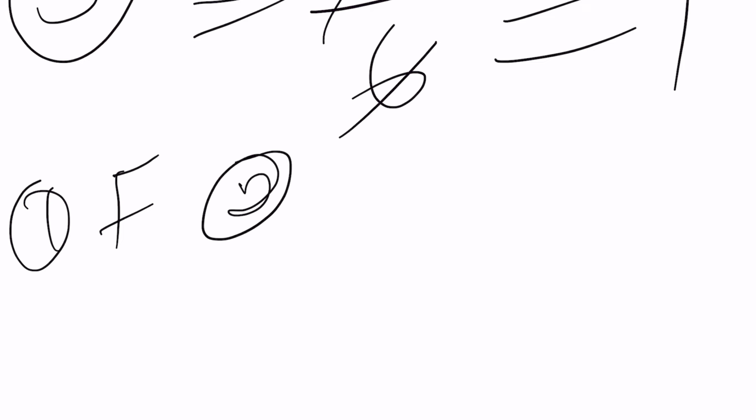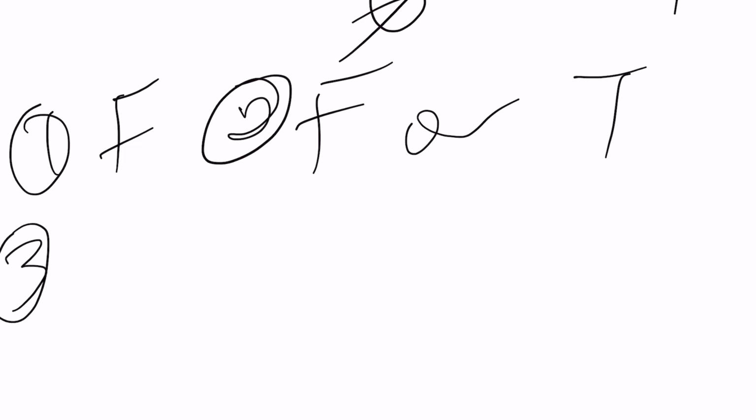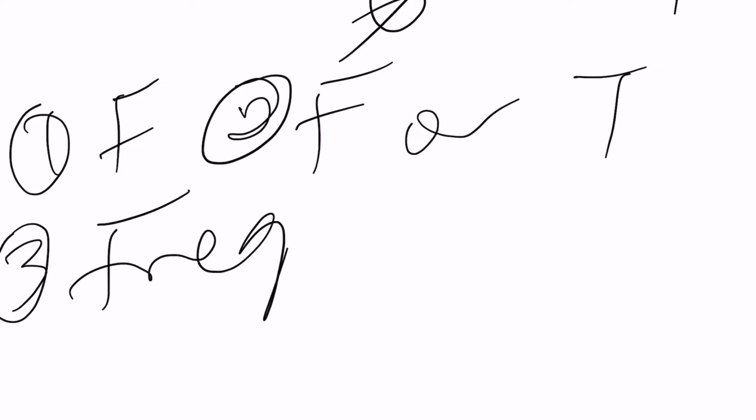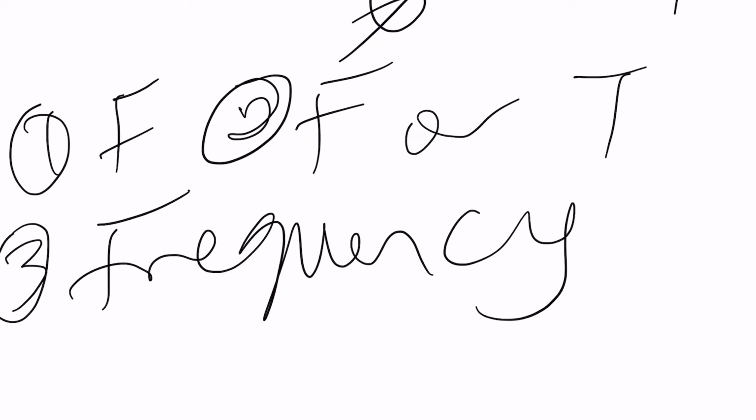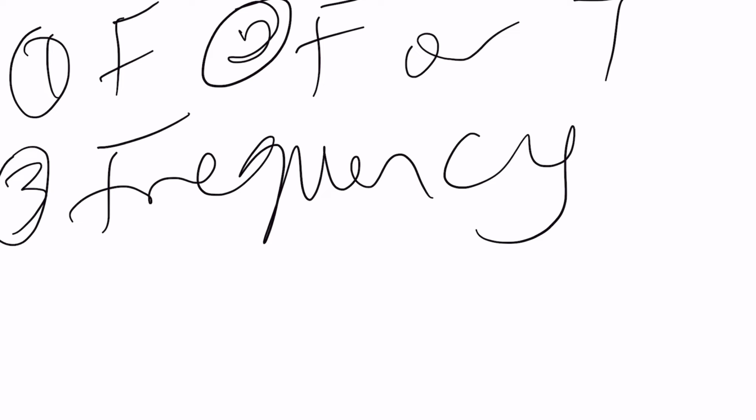Now moving to the next example. A letter is chosen at random from the alphabet. Find the probability that it is F, it is either F or T. The third one says one of the letters of the word frequency, and D, not one of the letters of the word table.